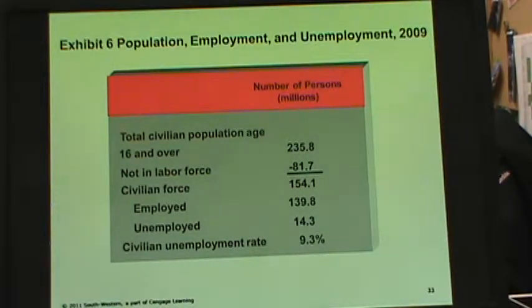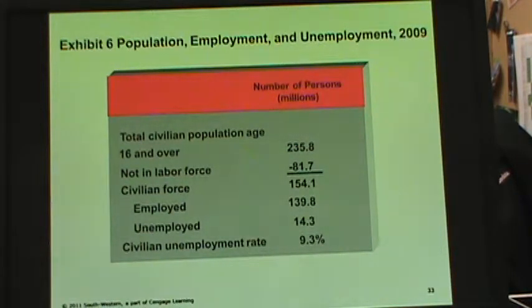Exhibit 6, this is what I was talking about, population, employment, and unemployment of 2009. Unemployment, the total civilian population age 16 and over was 235.8 million people. The ones not in the labor force was 81.7 million people. So to get our civilian labor force, you subtract those two. Employed, 139.8 million people, and unemployed, 14.3 million people.